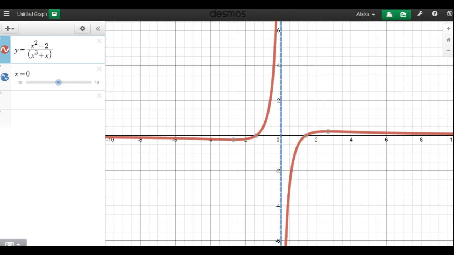So here's our graph of that rational function. You can see we only have one vertical asymptote. And then you can see that we have x-intercepts at negative root 2 over here and positive root 2 over here. All right, so one more example of finding vertical asymptotes, and then we're going to put this all together.